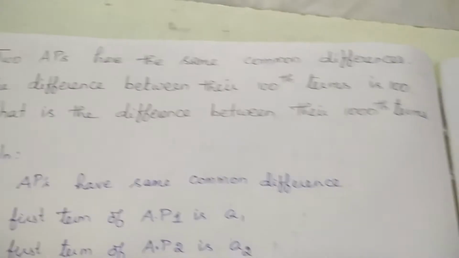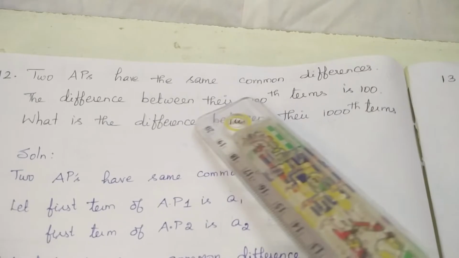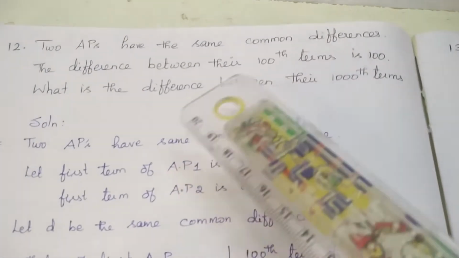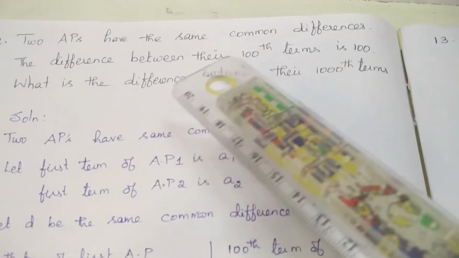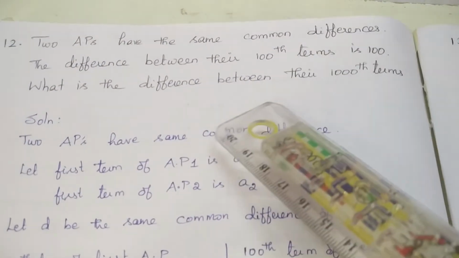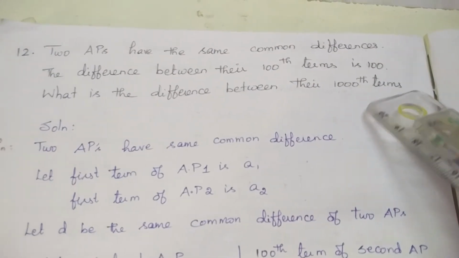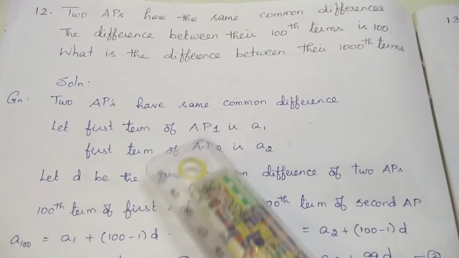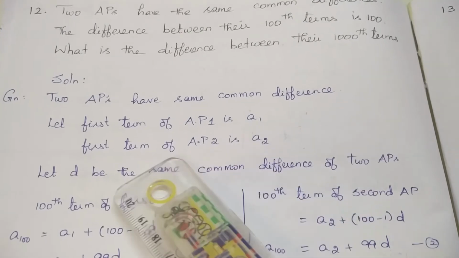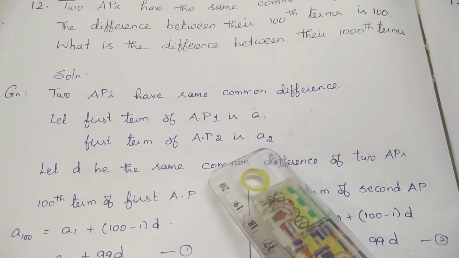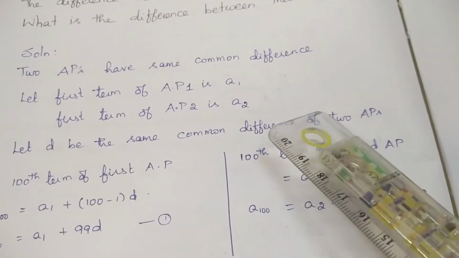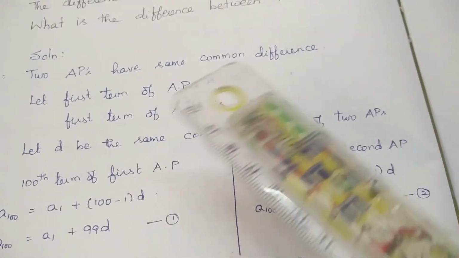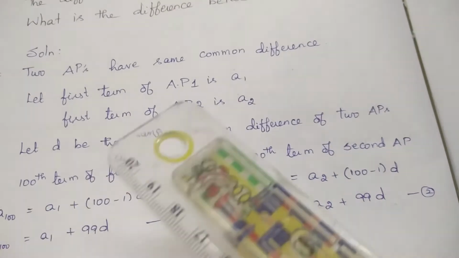Then 12th sum. Two APs have the same common difference. So two APs having the same common difference, they are saying d is the same. The difference between the 100th terms is 100. What is the difference between the 1000th terms? So two APs means you have to take the first term of AP1 as A1 and the first term of AP2 as A2. Like this I took. And then let d be the common difference. So d is the same for both AP1 and AP2.